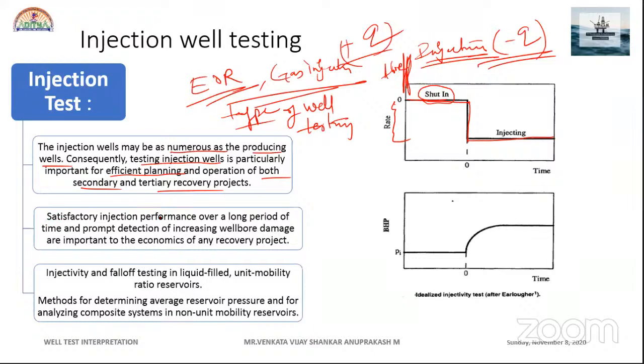So we can check satisfactory injection performance over a long period of time and promptly detect increasing wellbore storage and wellbore damage. Here also we see the pressure; up to here it is less. After that it is going to rise, because we are adding fluid to the existing fluid.